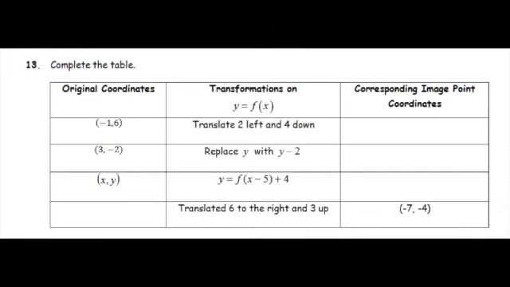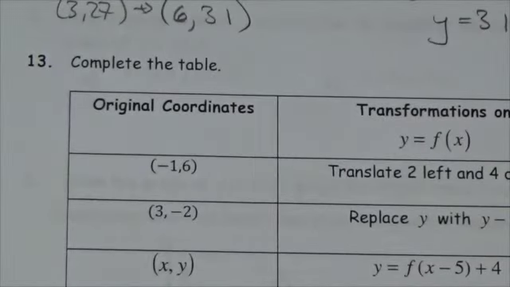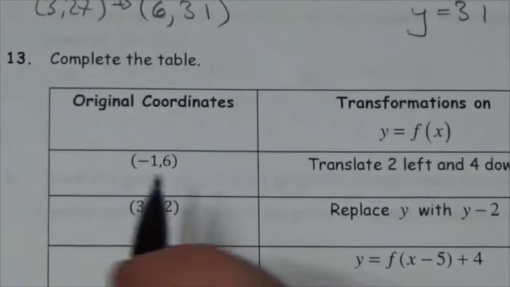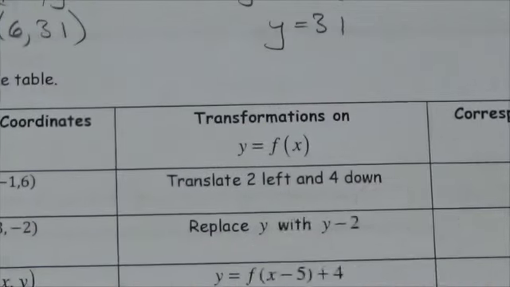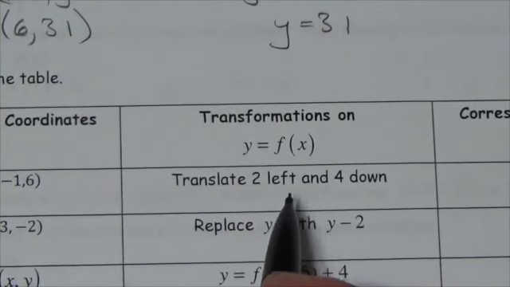Complete the following table. So this question here is really just asking us to think about all the different ways that we've been shown how these transformations can be communicated. In one case here, for example, we're given the original point, negative 1, 6, and I'm asked to translate it 2 to the left, 4 down.